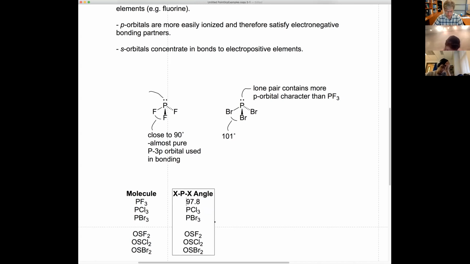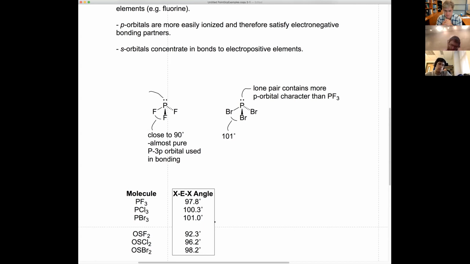97.8 for PF3, 100.3, 101, and then these guys here, maybe I'll just change this to E. So this angle here is 92.3, 96.2, and 98.2. Okay.